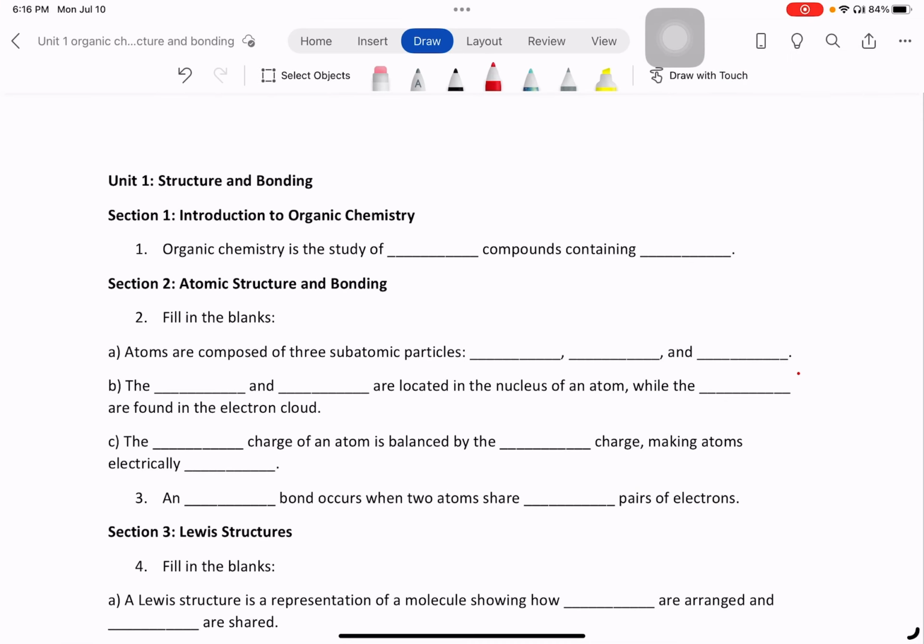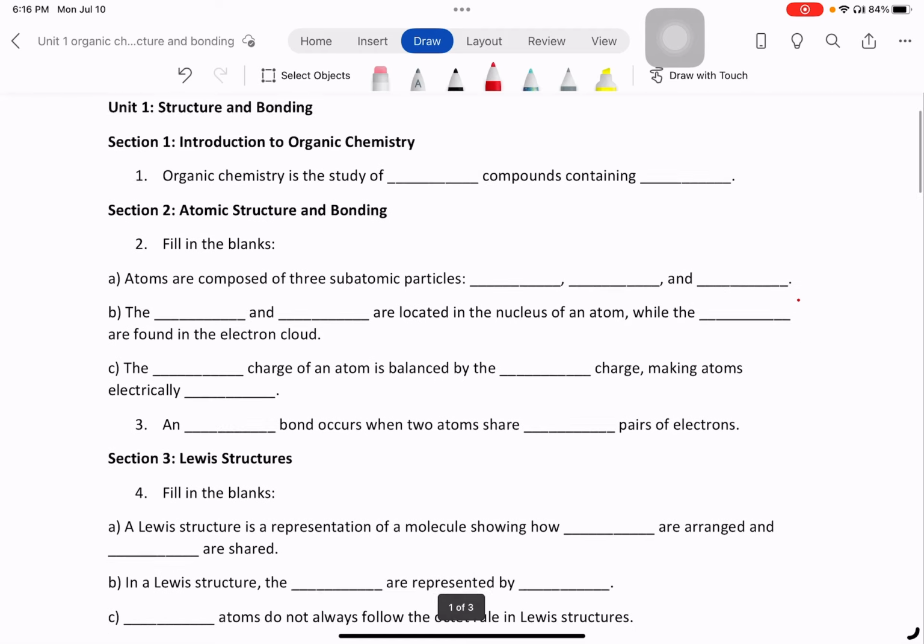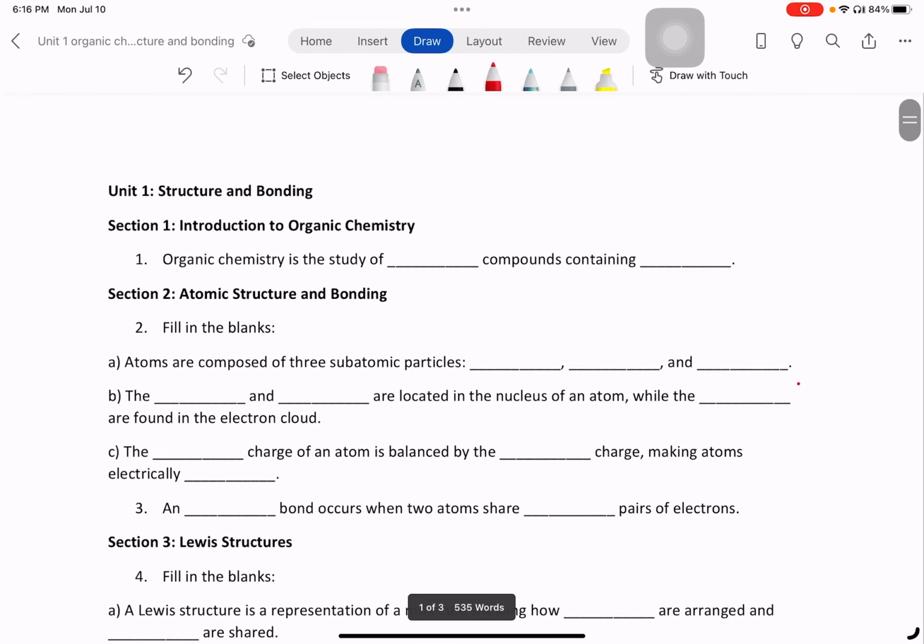Okay, so hello everyone. Today we are studying structure and bonding, which is the first unit of organic chemistry that we're going to delve deep into. Okay, so we have here the worksheet, fill in the blanks, and we're going to go through it together. And I'm going to leave in the answers in the worksheet, hopefully at the end of the video.